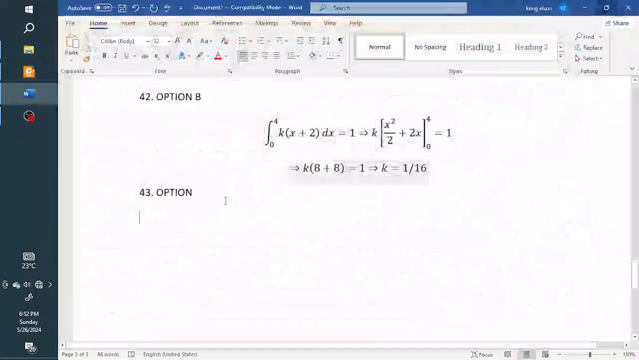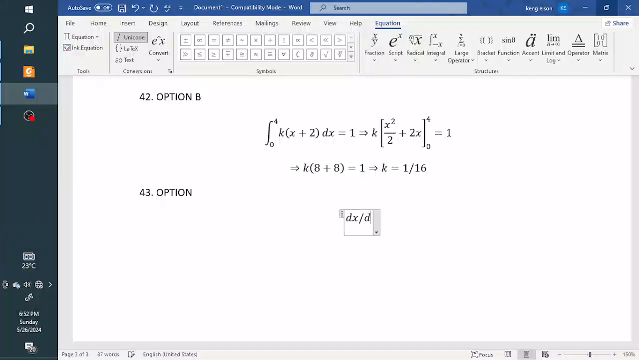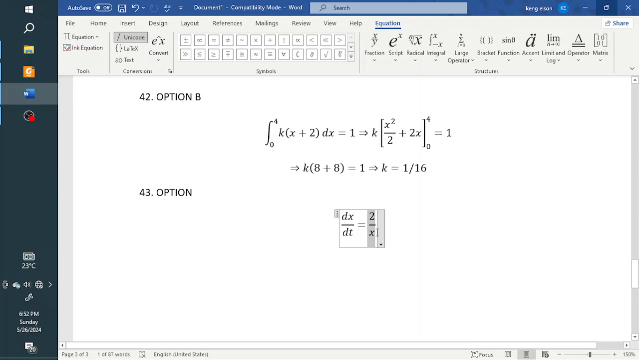The rate of filling, which is dx by dt, is equal to 2 divided by x. There will be no negative sign here because you are filling. It's kind of a growth. If the container was leaking, then we would indicate a negative sign because there would be a decrease. Since there's an increase in the amount, then we have this.